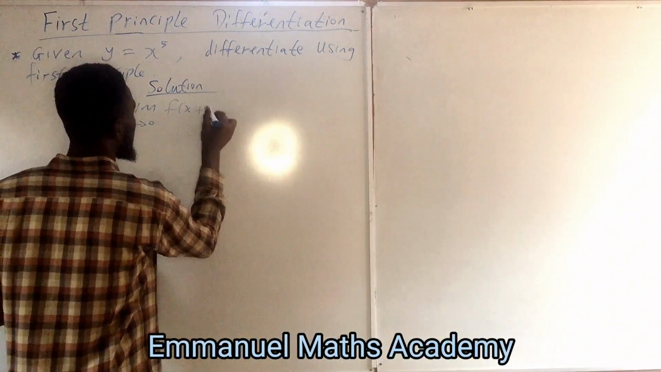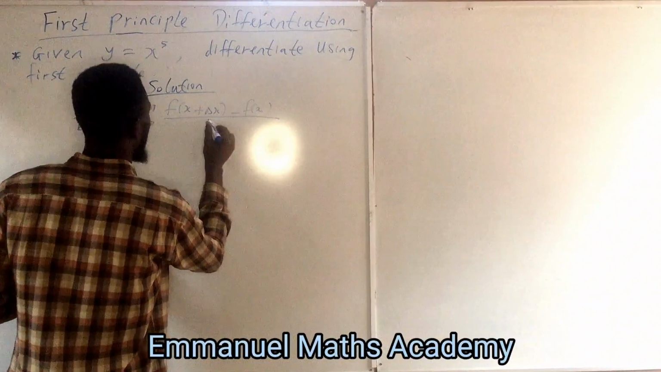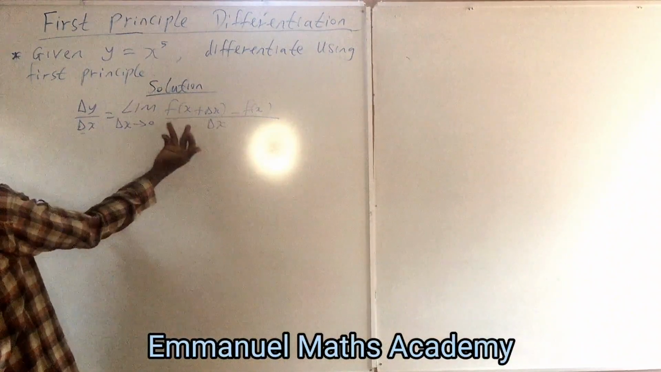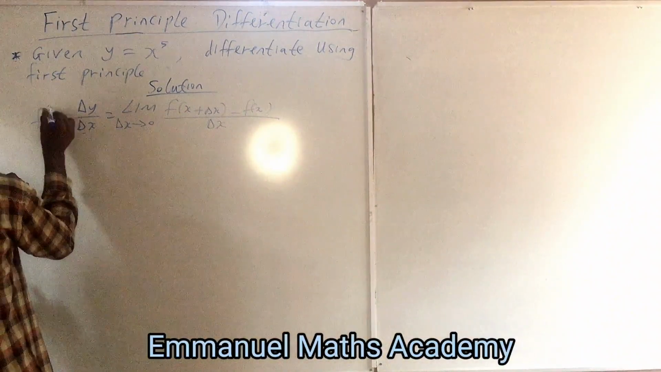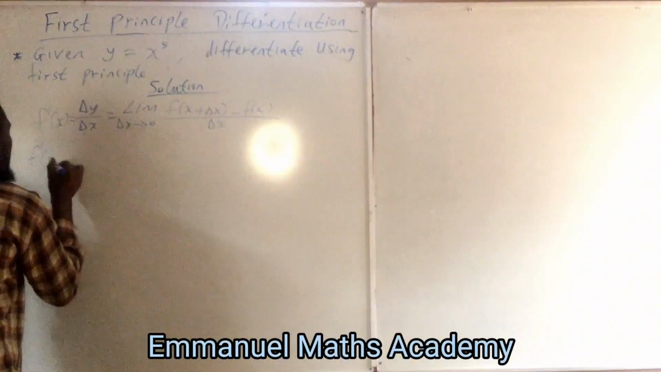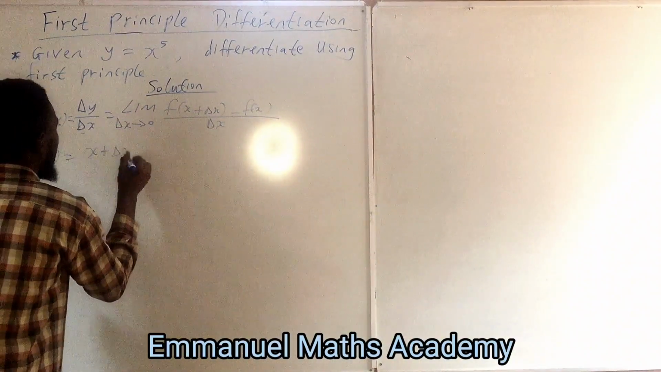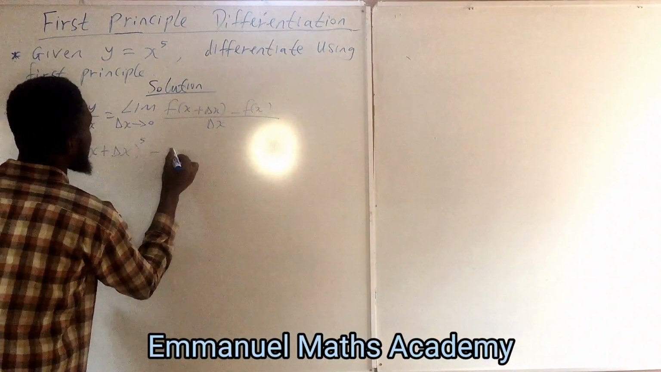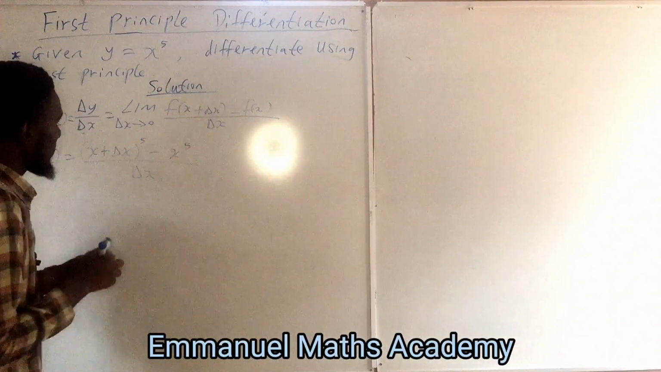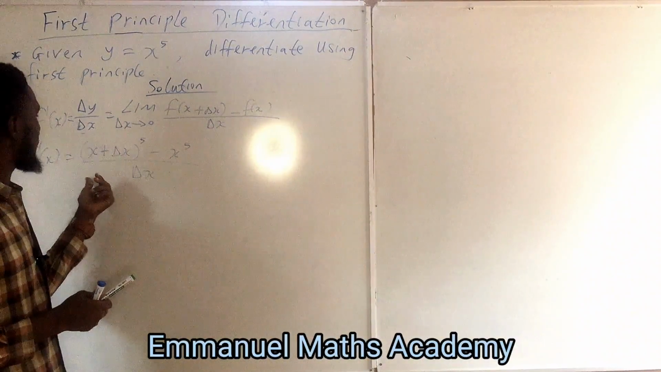f of x plus delta x minus f of x over delta x. Then we don't put this in this form. Remember, this is your f of x. So from this now, your f prime of x is equal to x plus delta x power 5 minus x power 5 all over delta x. We are supposed to have our limit here, but we'll introduce our limit later on.